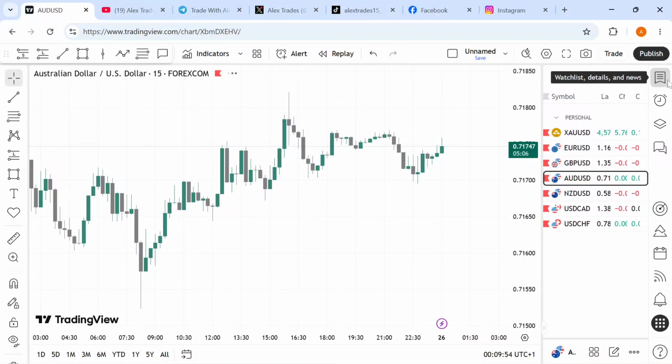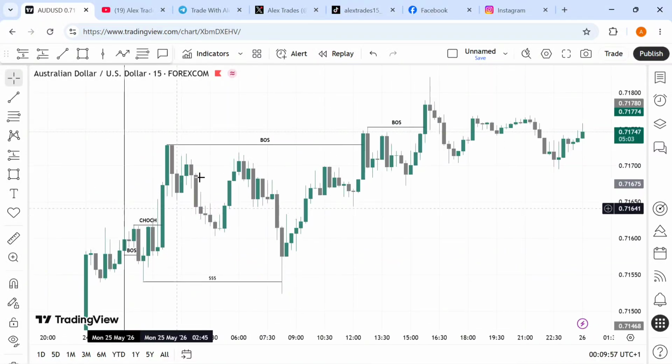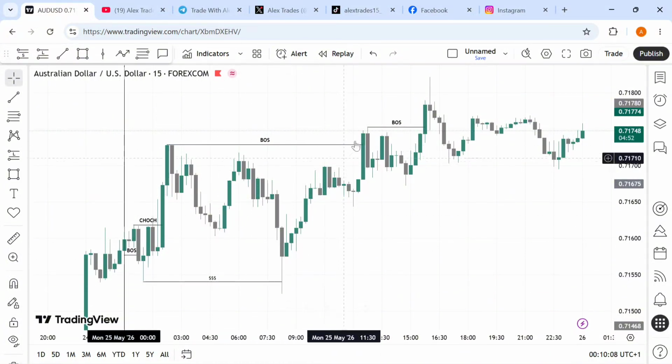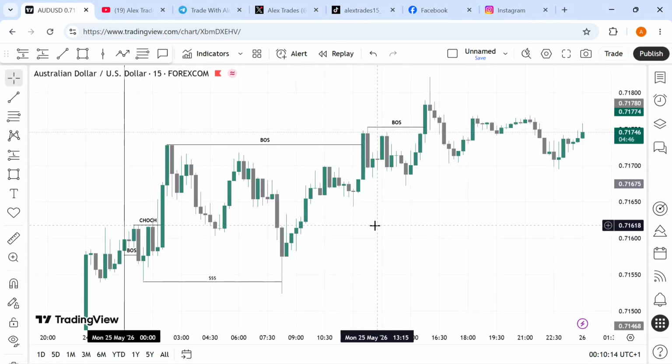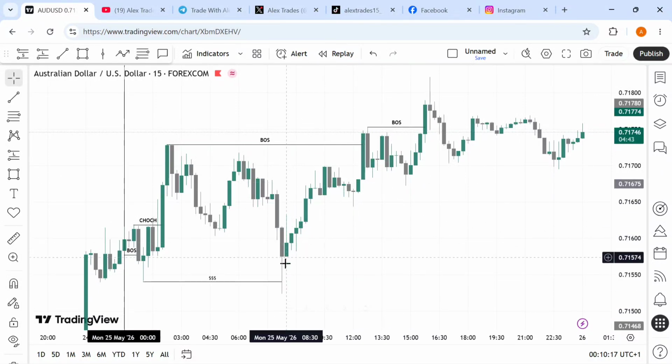On AUDUSD, I didn't really get any entry. Just had a break of structure to the downside before price changed character, and then I couldn't find a demand zone to buy from, so I left it. Price came to liquidity and broke structure to the upside. After breaking structure, once again there wasn't any demand zone to buy from, especially as this wick was here. There was no way I was taking a trade even if I had seen a demand zone.